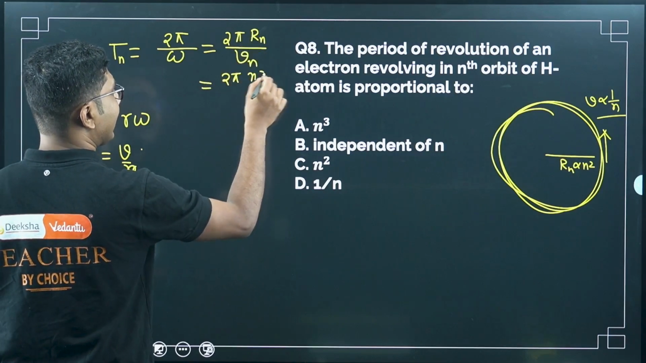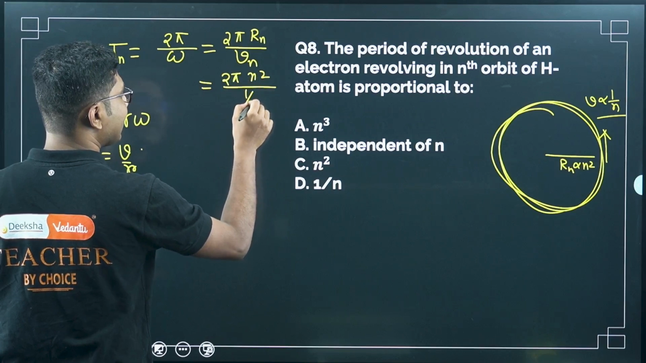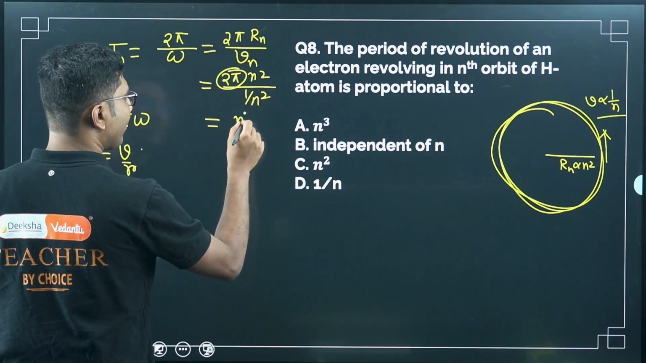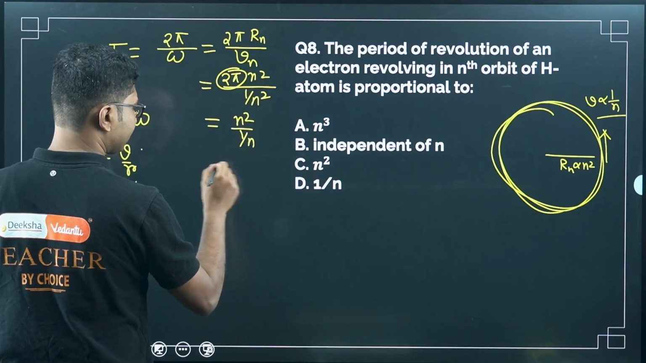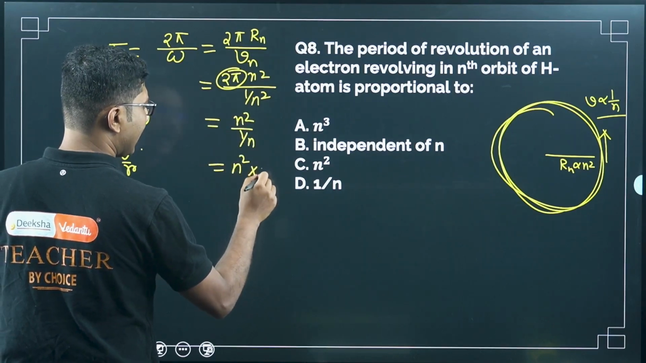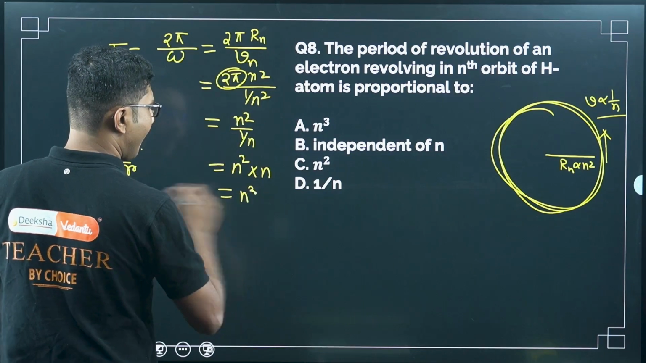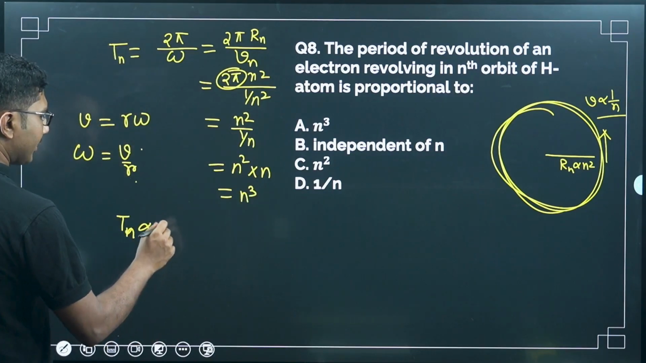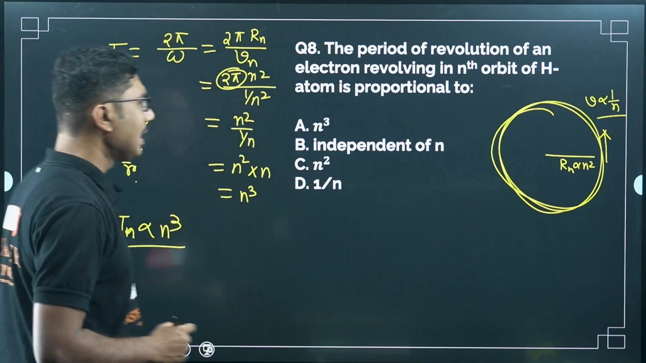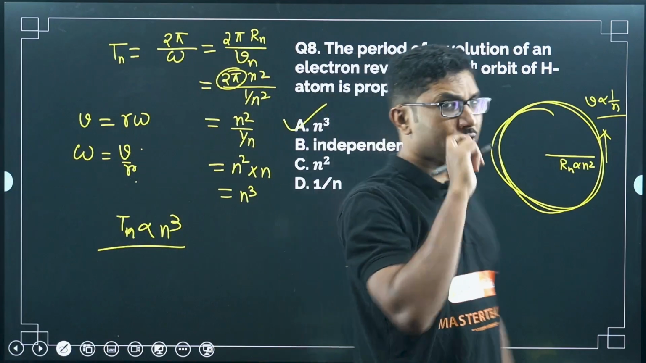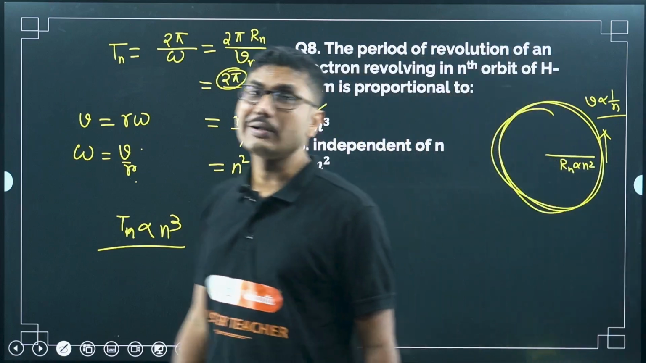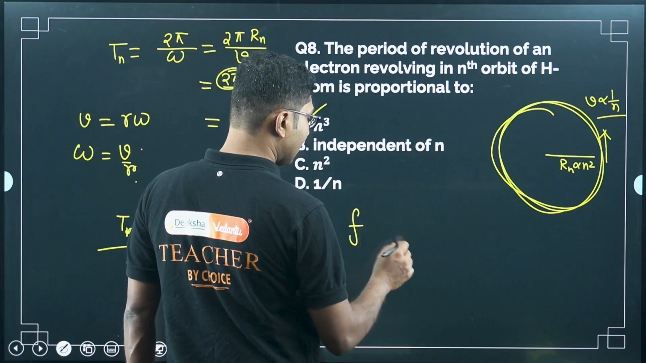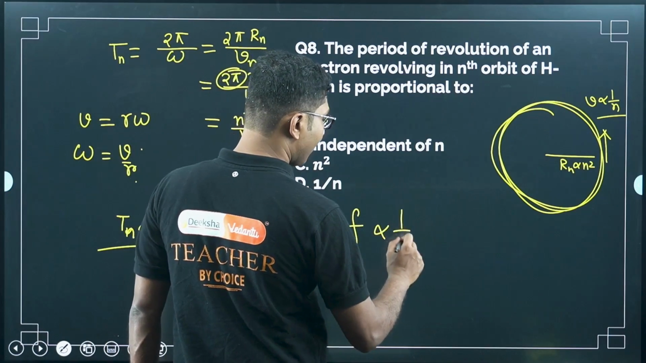Rn is proportional to n square and Vn is proportional to 1 by n. 2 pi is constant, so I will not write it anymore. So n square by 1 by n, so n square times n, so it is n cube. So time period is proportional to n cube. Remember that time period is proportional to n cube, and frequency, if you followed our lecture, I have discussed frequency is proportional to 1 by n cube.